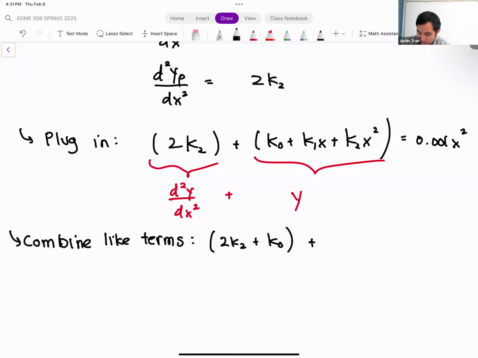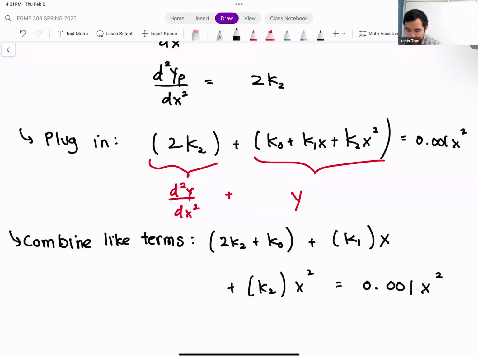We have everything that's multiplied by x. So these are the linear terms. We have k1. Nothing else is multiplied by x. And then we have everything that's multiplied by x squared. And so I believe we only have one of those as well, which is just 1 times k2, k2 times x squared. And then all that's equal to 0.001 x squared.